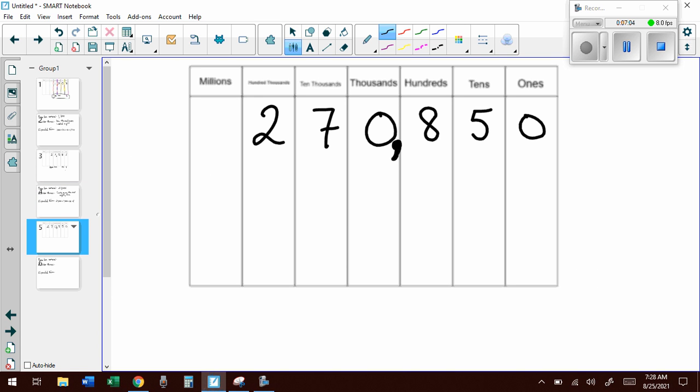Final one. This time, we have 270,850. So the value of this 2 is 200,000. The value of that 7 is 70,000. The value of that 0 is not 0 thousand, it's just 0. The value of that 8 is 800. The value of that 5 is 50. And the value of this 0 is 0.